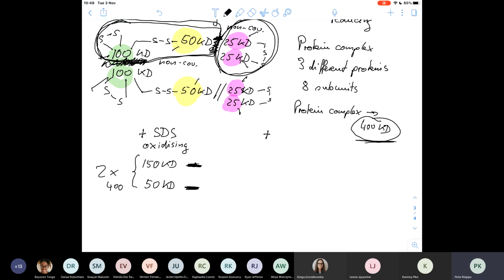What would happen if we have SDS plus beta-mercaptoethanol? No, you can never assume anything, especially when it comes to proteins. You would need different methods to analyze that. So, for example, had I told you that this protein complex was actually 800 kilodalton, we might have had the whole thing 4 times. But in this case, it nicely fits.